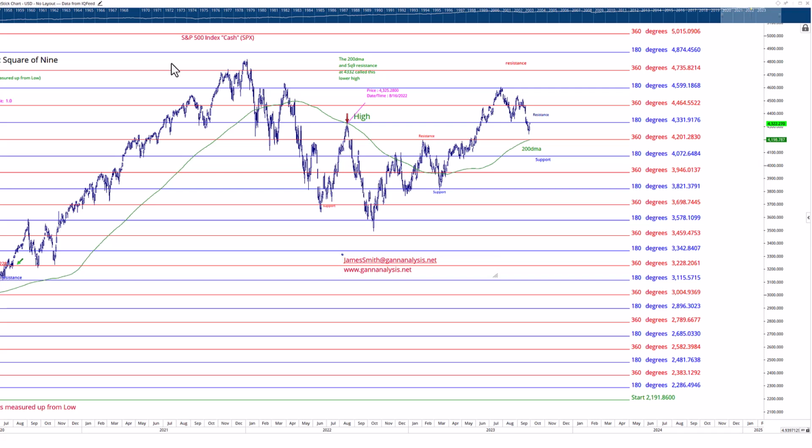So you don't necessarily have to know the future. You just have to know, like if you're crossing a stream, as long as you know where the rocks are in the stream, you won't get wet. But if you don't know where the rocks are, then you will. That's what I consider the square of 9 levels. It just tells you where the rocks are in the stream.